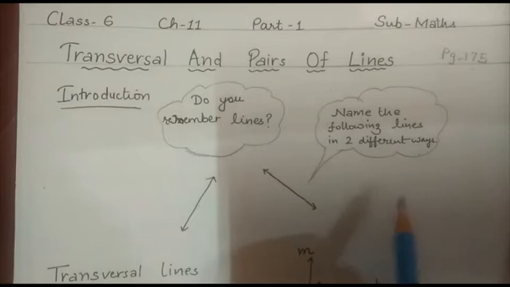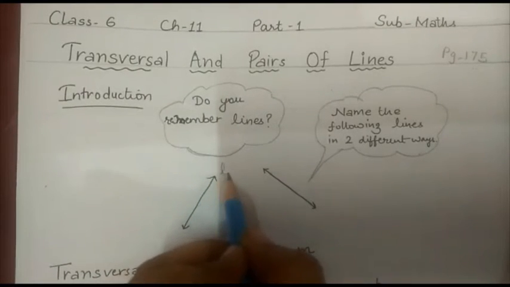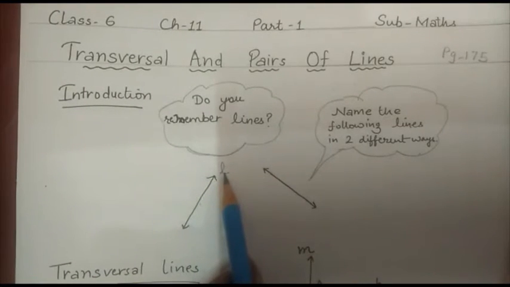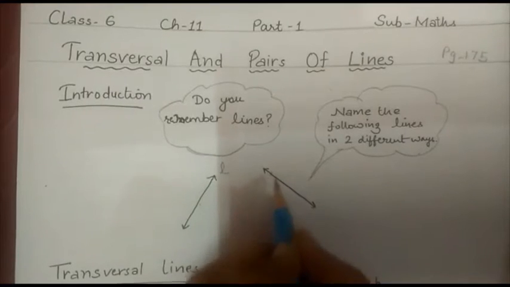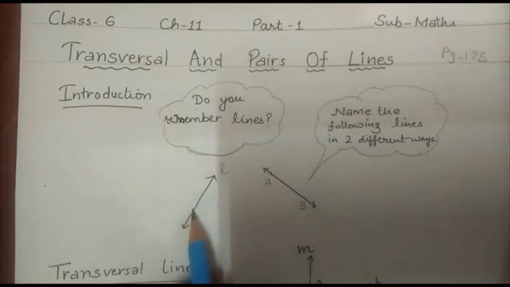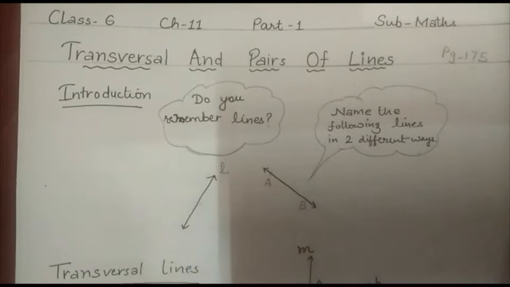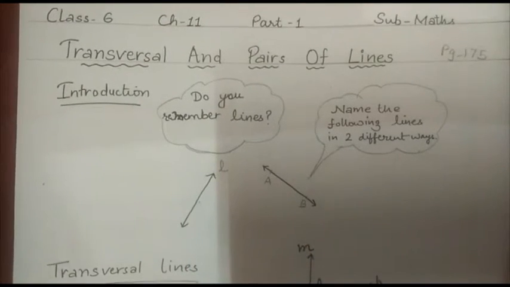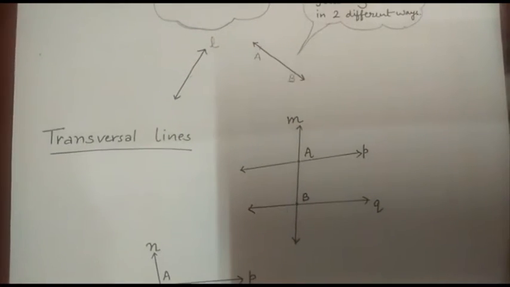Do you remember? There are two ways to name a line. First, by using a single small letter or using two capital letters. So, this is line L and now this is line AB. Now, next is transversal line.